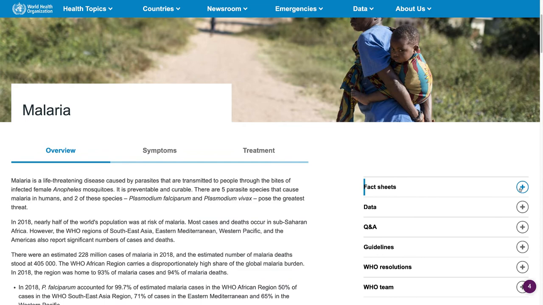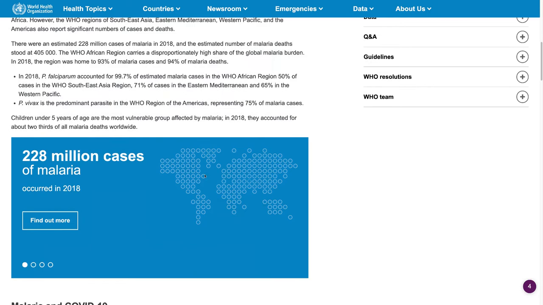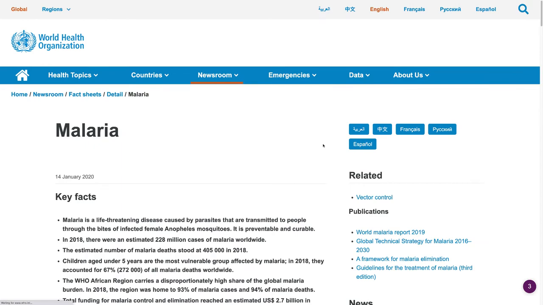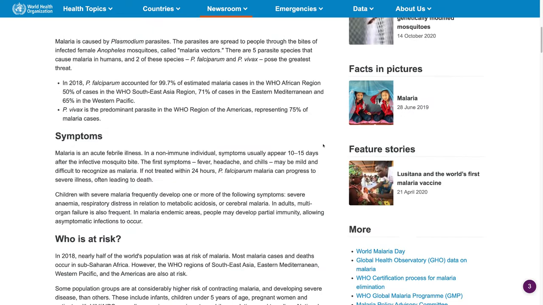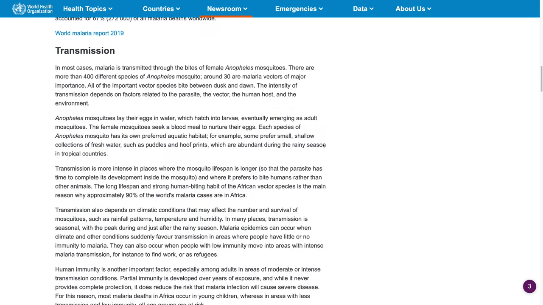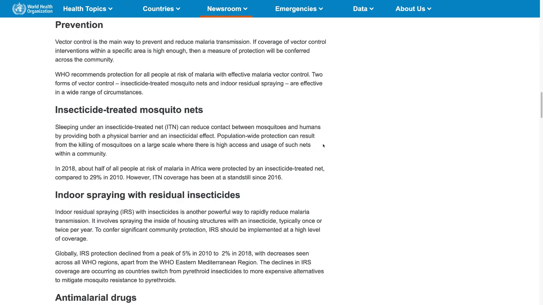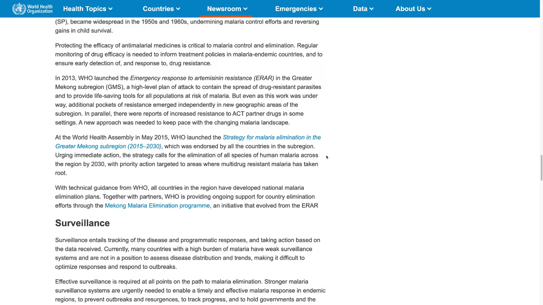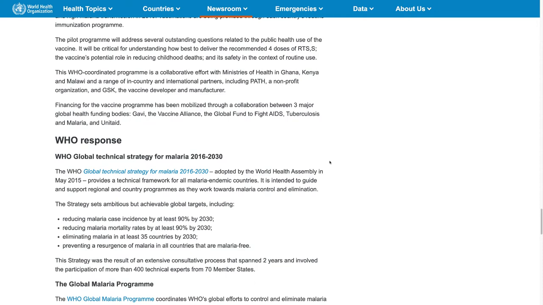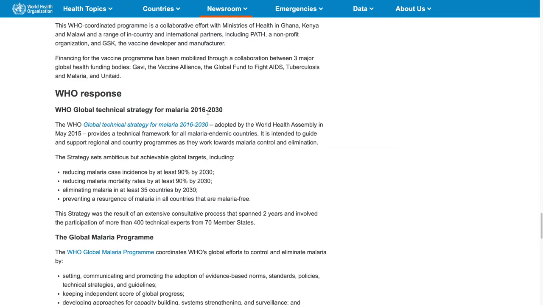I often find the fact sheets are very useful and generally go to them to have a look at what key information is available. And as you can see here, we can look at key statistics, then we have symptoms, who's at risk, the disease burden around the world, how malaria is transmitted, how we can prevent it, which is very important for public health, and there's a number of methods here that are listed. And then right at the bottom generally is the key strategy or policy, and here it is, the WHO Global Technical Strategy for Malaria 2016 to 2030.